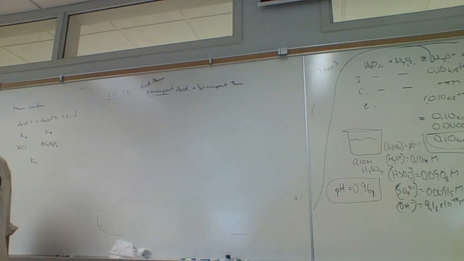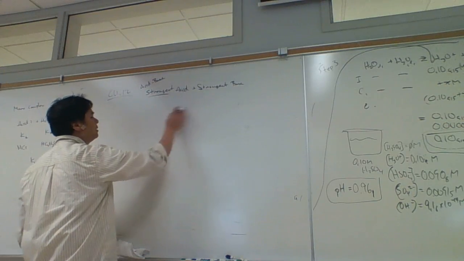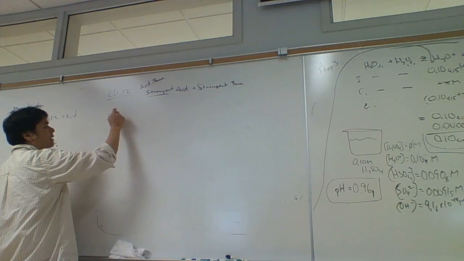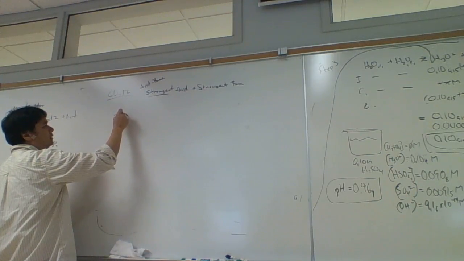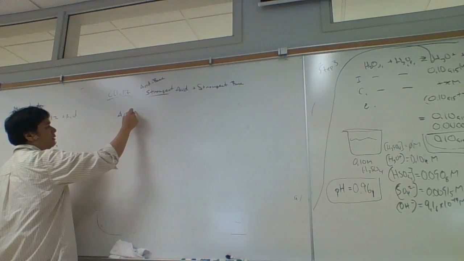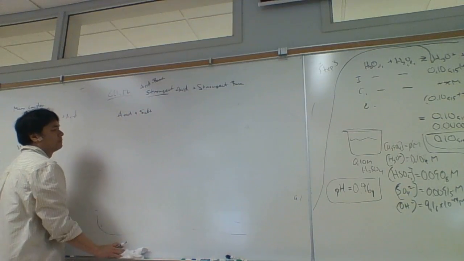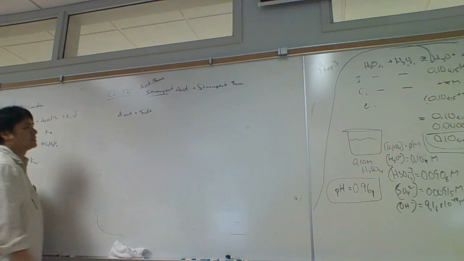And so we have lots of different types of mixtures like this. I would divide it a little differently than your book, but I'm going to follow your book initially. Your book is going to come out with an acid plus a salt type mixture and a base plus salt.